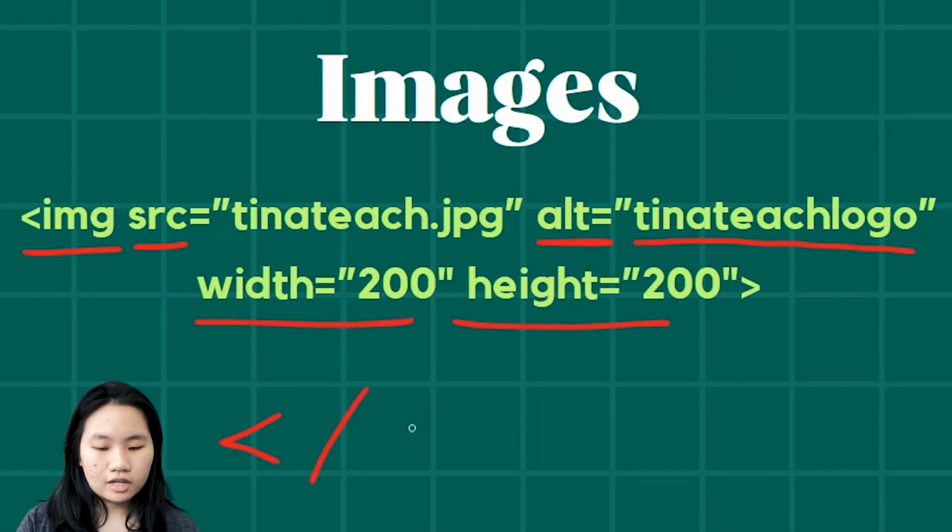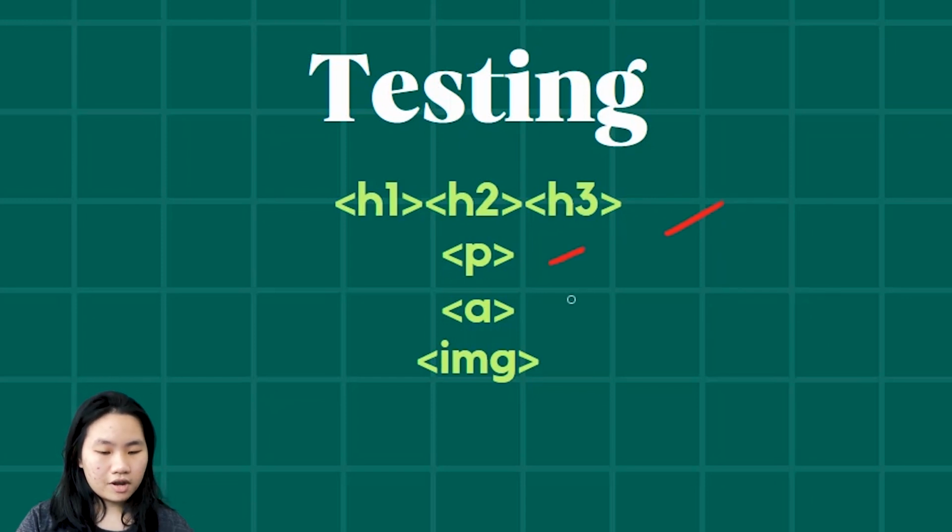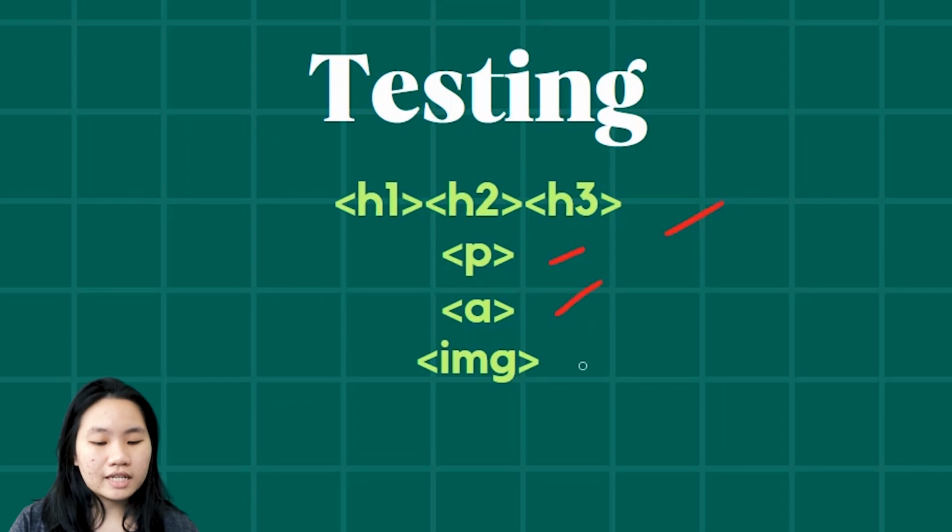There's no such thing as this, right? No such thing. That's all we're gonna dive into today. We have H1, H2, H3. We have the P tag or paragraph tag, A for links, and img.